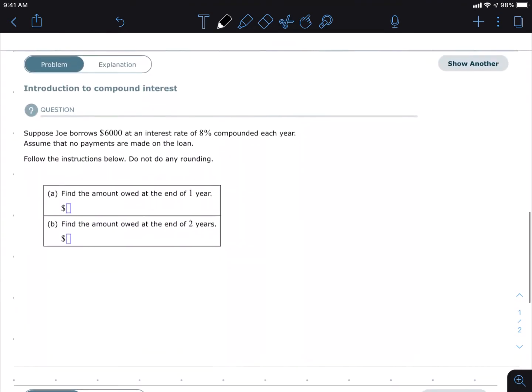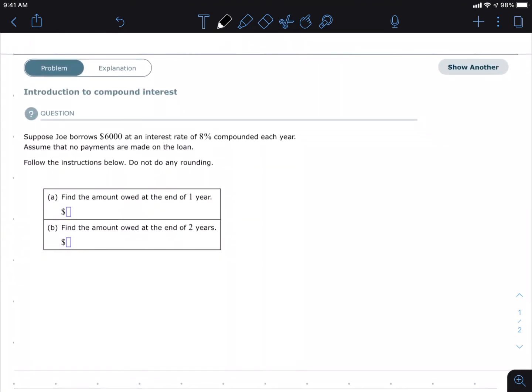Let me do the next one. Now we're going to talk about compound interest, and I'm going to do it in a way that's a little bit easier for you to understand. You will need a calculator, so I strongly recommend that you guys have one.